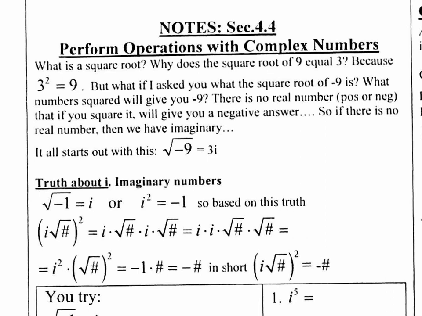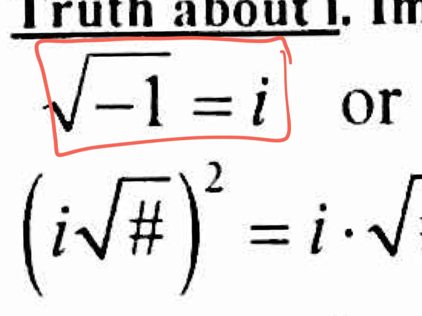But if I ask you what's the square root of negative 9, it's not 3 and it's not negative 3. Because negative 3 times negative 3 is positive 9, and positive 3 times positive 3 is also positive 9. So this negative messes things up, and that's where imaginary values come out. So this is the first thing that we need to understand. When you take the square root of negative 1, we end up with the variable i. That means imaginary. Okay?